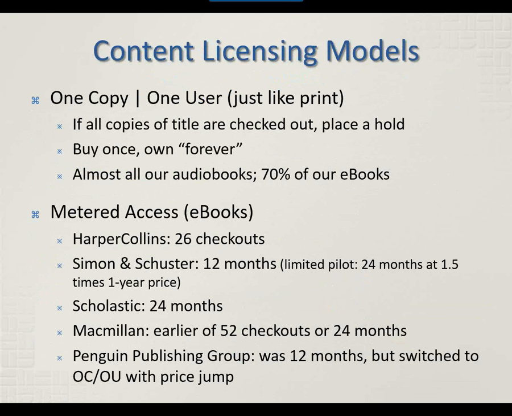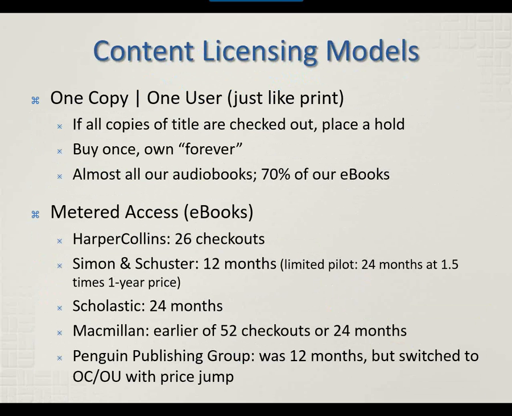Simon & Schuster makes books available for 12 months, and after 12 months, they expire. This is really frustrating because it might mean that a book is only checked out 10 or 11 times, and then once that year is up, your access is over and you have to decide whether to purchase it or not. And so that's why sometimes we don't choose to repurchase a title if it hasn't circulated a lot and if it's fairly expensive. Scholastic makes books available for 24 months and then they expire.